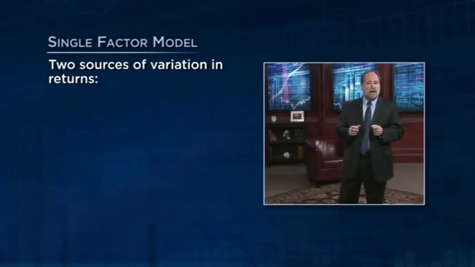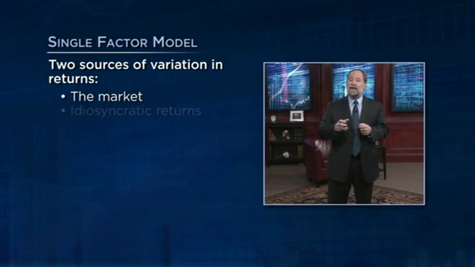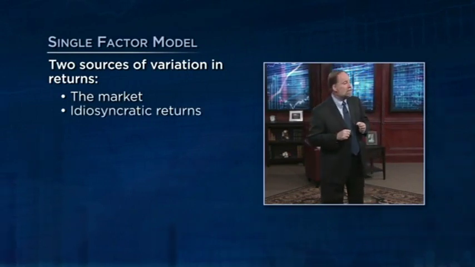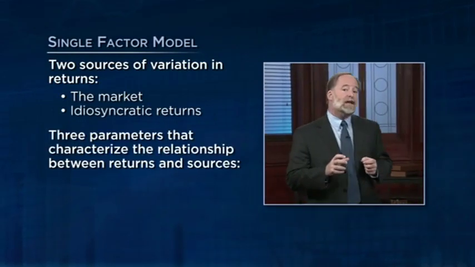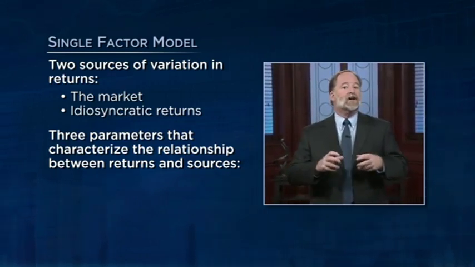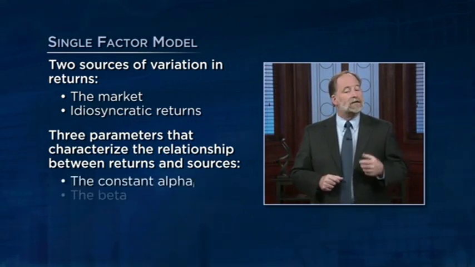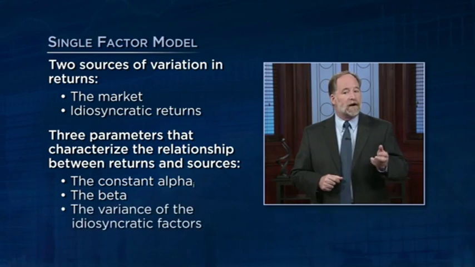So with the single factor model, we have 2 sources of variation in returns, the market and idiosyncratic returns. With the single factor model, we have 3 parameters that characterize the nature of the relationship between returns and these sources. The first parameter is alpha sub i. The second is the beta. The third variable of interest is the variance of the idiosyncratic part. We need to be able to estimate values of alpha sub i, beta sub i, and the variance of the idiosyncratic part for a bunch of securities.